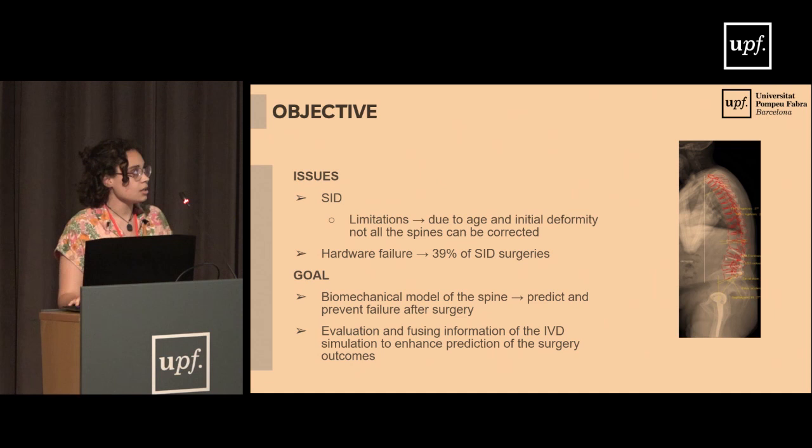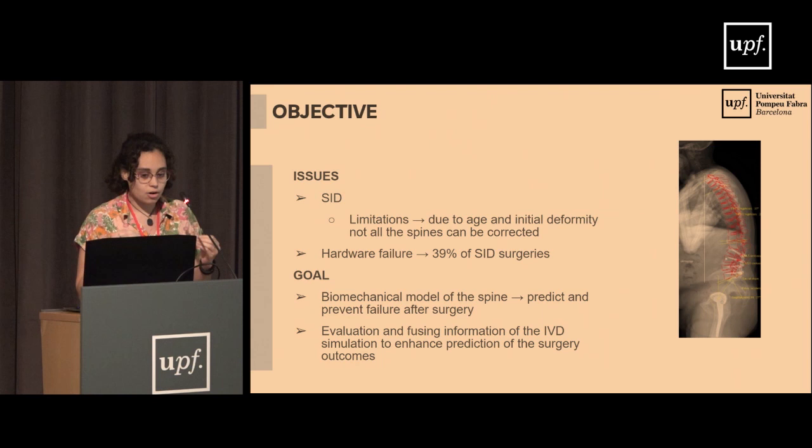With so much work to do, we needed to set a clear set of goals and topics we wanted to talk about, so we focused on the limitations and failures of the SIDM. Some of the factors that might intervene do not allow the correct correction of the spine, and there's a high risk of hardware failure. So knowing this, we decided to focus our work on trying to create a biomechanical model to predict, prevent, and evaluate the failure of this kind of surgeries, using the information that we could obtain through the IVD model.